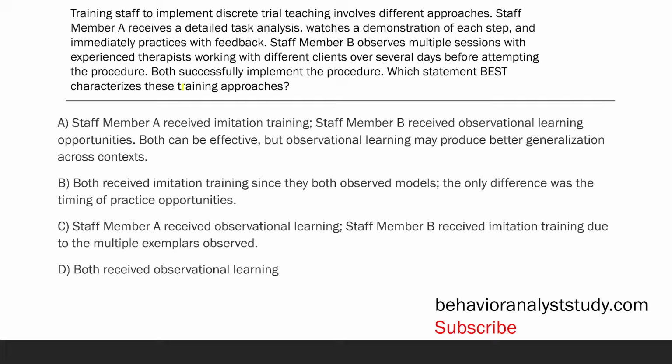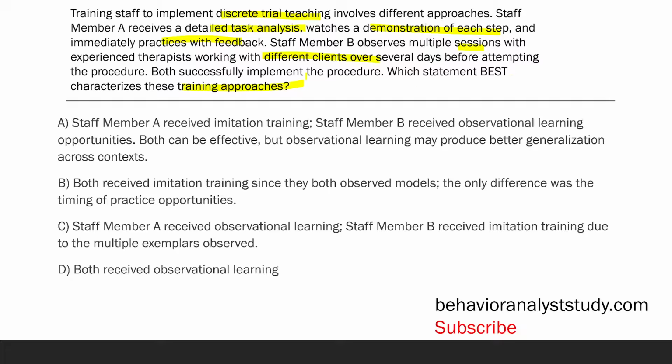So we're looking at the training approach, or what characterizes these training approaches. Now, we have training staff who were training staff to implement discrete trial teaching. Staff member A is getting a task analysis and a demonstration and gets feedback. Staff member B observes sessions and then works with different clients before attempting the procedure.